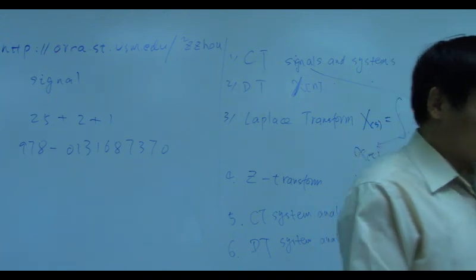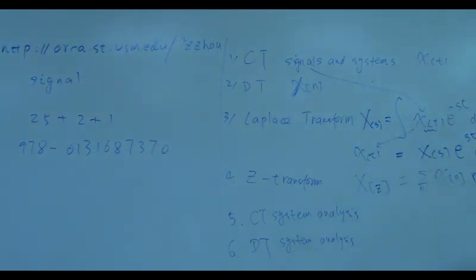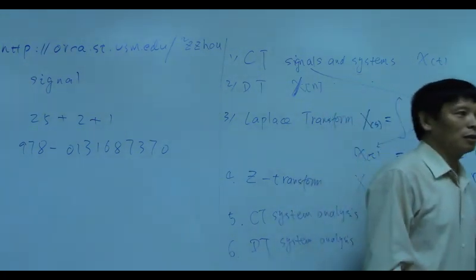For the grading, the attendance is 10%, and the homework is 20%, and the midterm is 20% each, so it's 40% total. And the final will be 30%. So totally you're going to have 100 points. If you get an A, that means 90 and above. F, that will be below 60.